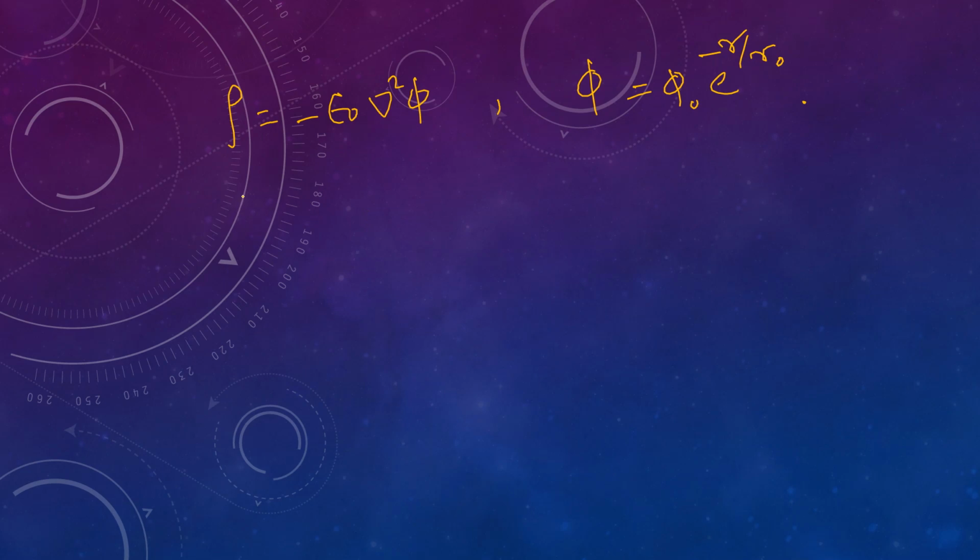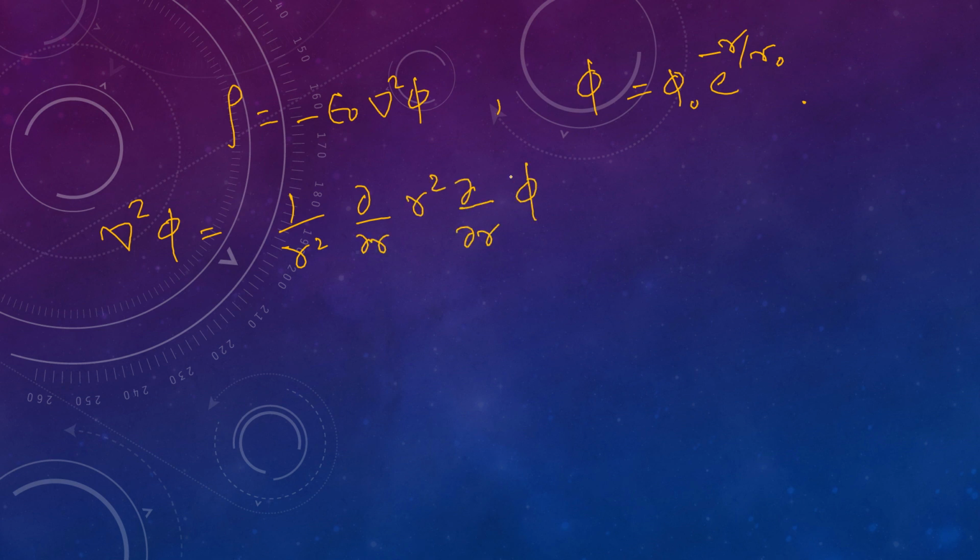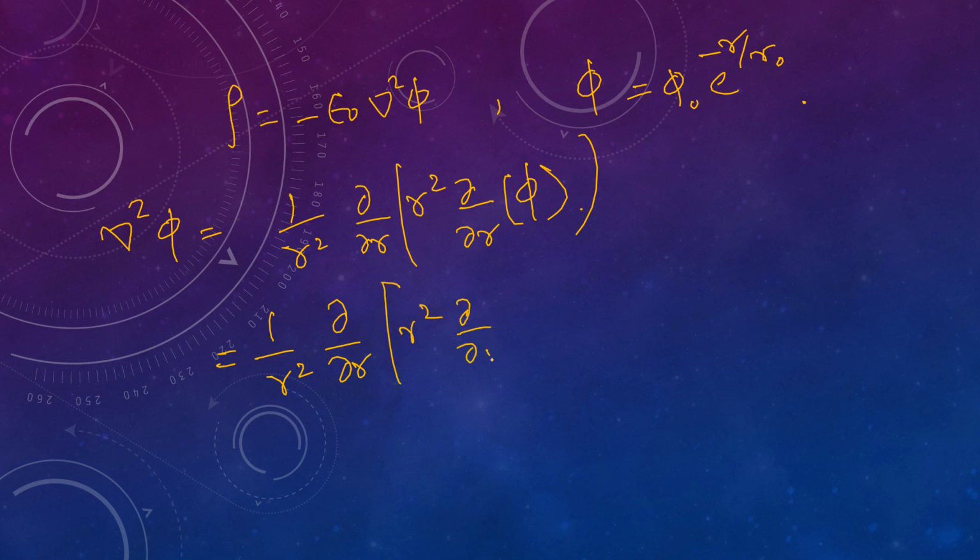Okay, so how to deal with this? We will calculate del square phi. What is del square? It is 1 by r square del by del r of r square del phi by del r. You know this or not? Don't be confused here. So 1 by r square del by del r of r square del by del r of phi naught e to the power minus r by r naught.